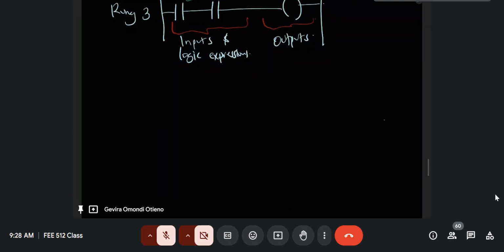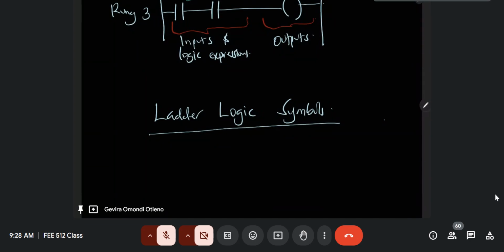So, the ladder logic symbols. It's important I discuss this with you. We'll go into great depth in the next class on what each symbol does. Today, we just want to mention them, and then in the next class, we'll see the actual logic of these symbols. So symbols are the components.